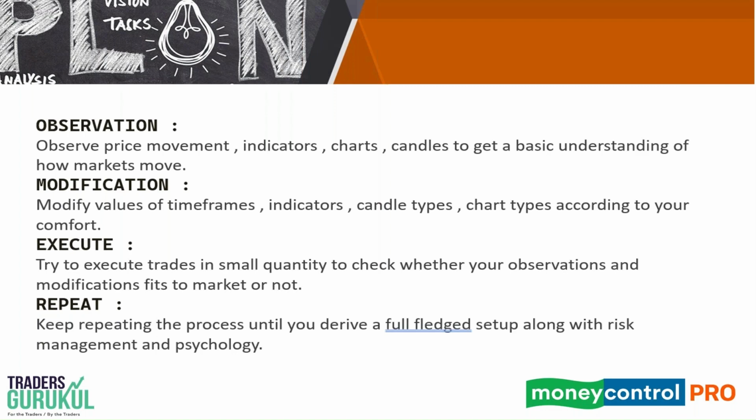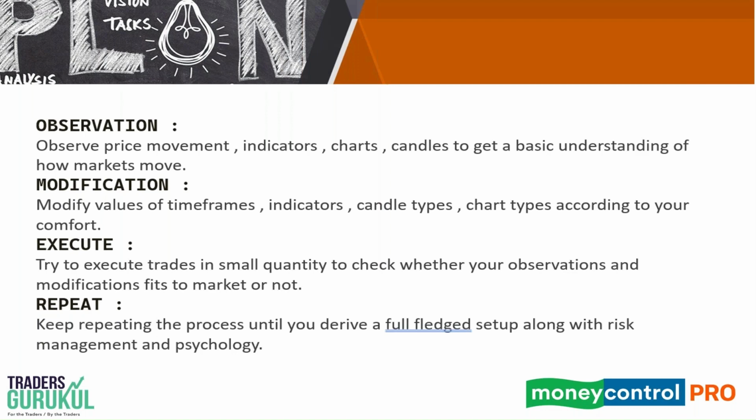Now you have to modify the values of indicators. For example, suppose you are using Super Trend of 10 is to 3 value. Now you are thinking that this Super Trend is a little laggy, or is giving signals after the move. So you just have to check each and everything. Be like a curious child and change the values to 7 is to 3, and try different candle types.